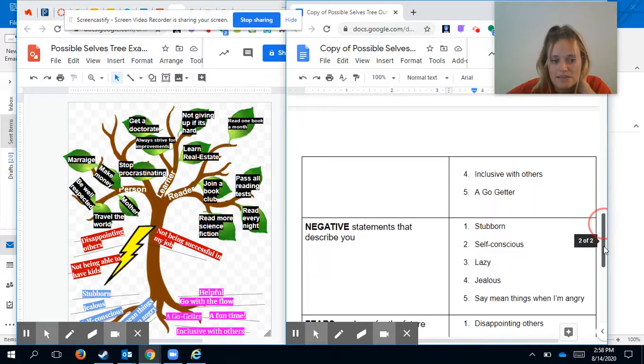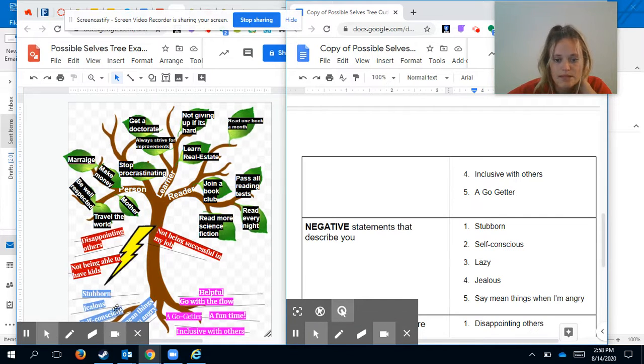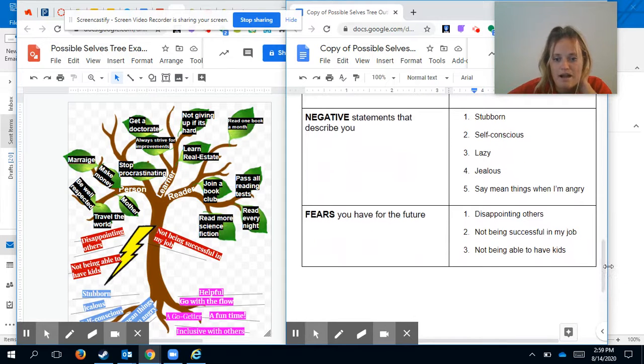Also, my negative statements that I wrote about myself are at the bottom in blue. Make sense? Then my fears that I have are right here. So I put a lightning bolt in there. Sometimes a lightning bolt can mean rain, thunderstorm, whatever it is. So my three fears, like I said, were disappointing others, not being successful in my job, and not being able to have kids. So you would put your fears here, okay?